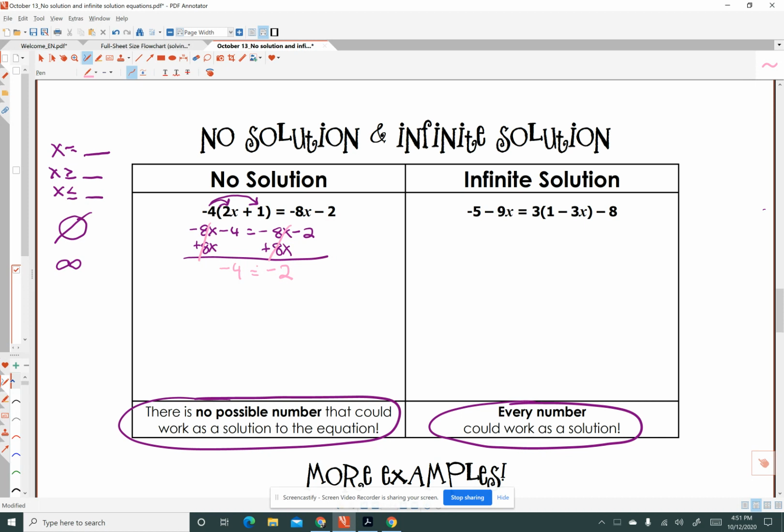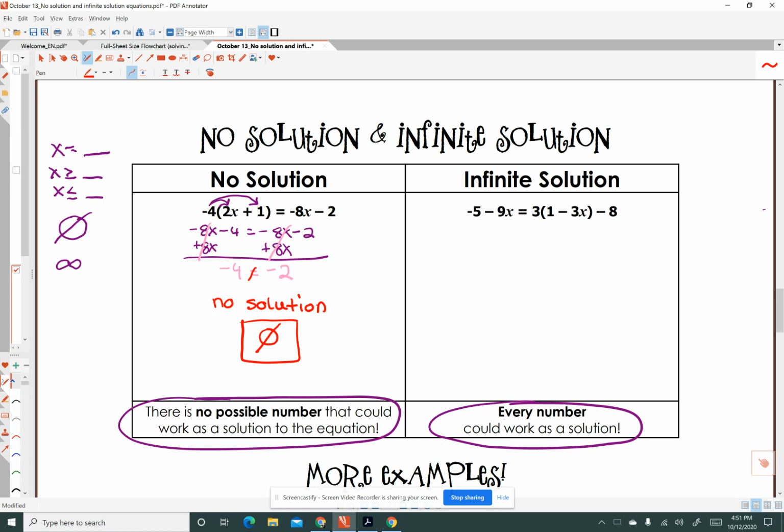Well, you know what? That is not a true statement. That's a false statement. Negative 4 is not equal to negative 2. So we say that there is no solution. And when you do these, I'd like you to either write no solution, or you can give me the no solution sign.